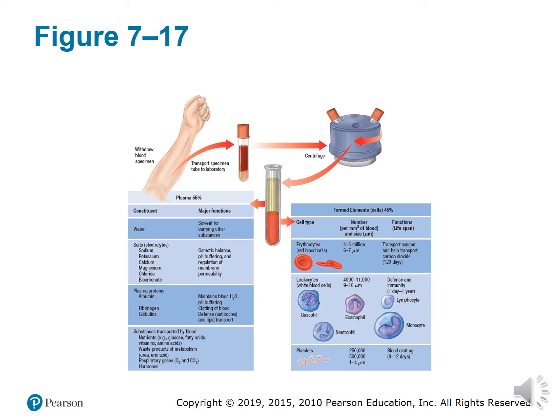This is the basic composition and functions of blood. You see the blood after it's drawn. You see it's in a tube. It goes in a centrifuge. The centrifuge is going to separate the red blood cells from the serum or plasma. That's it, and that's what it will look like.